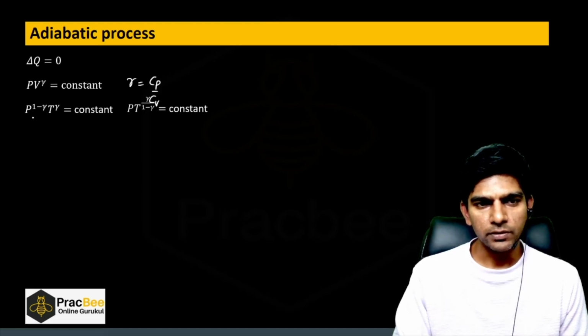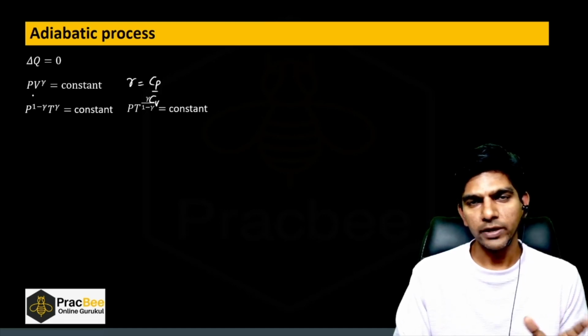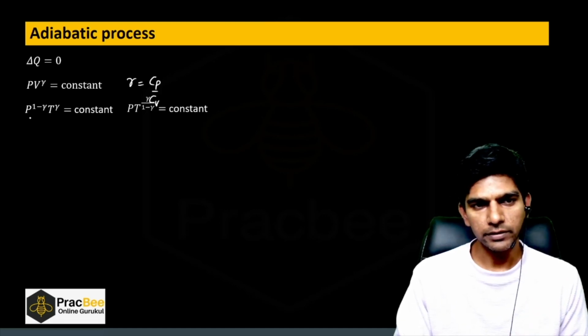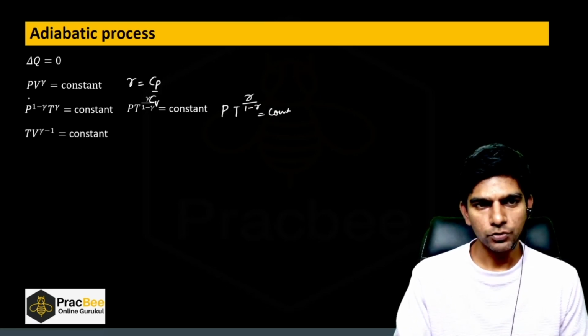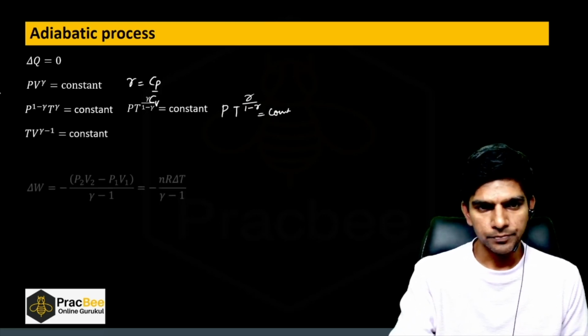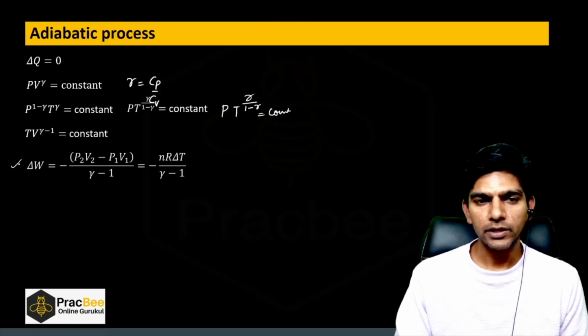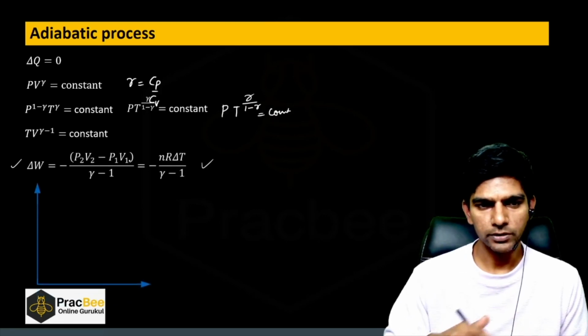And if I want to find a relation between pressure and temperature, I can write P raised to power 1 minus gamma times T raised to power gamma equals constant, or we can further simplify this, where T raised to power gamma upon 1 minus gamma times P is constant. And T V raised to power gamma minus 1, right? So you should remember these proportionalities. And work done in an adiabatic process will be given by this formula. We have already studied this formula in the section of work done.